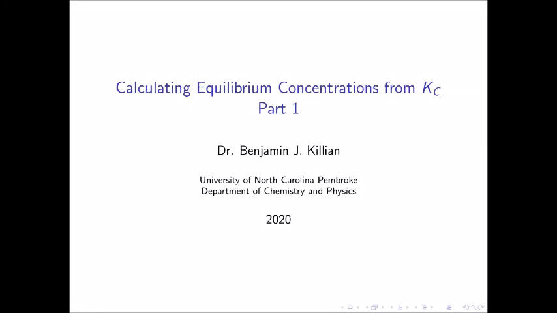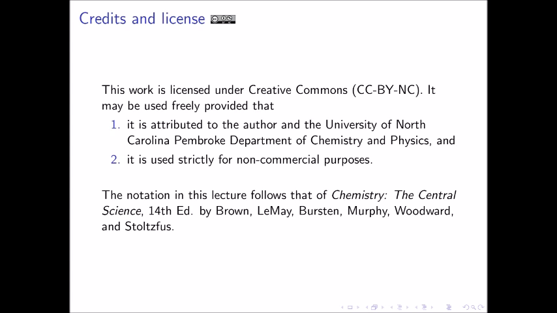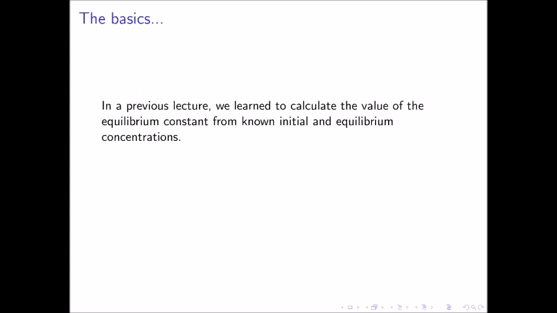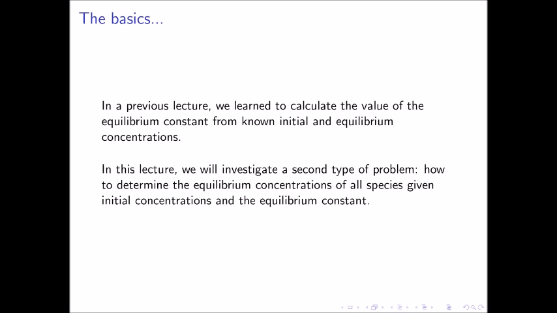In the next 4 lectures, we are going to learn how to calculate the equilibrium concentrations of both reactants and products from a known value of Kc. In a previous lecture, we learned to calculate the value of an equilibrium constant from known initial and equilibrium concentrations. In this lecture, we will investigate a second type of problem, how to determine the equilibrium concentrations of all species given initial concentrations and the equilibrium constant.